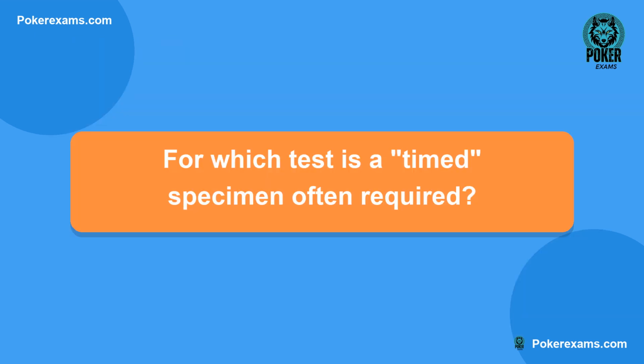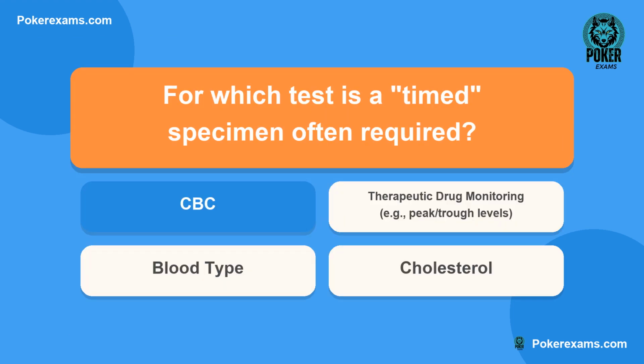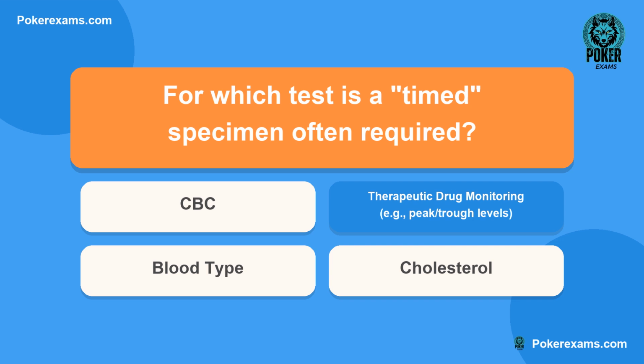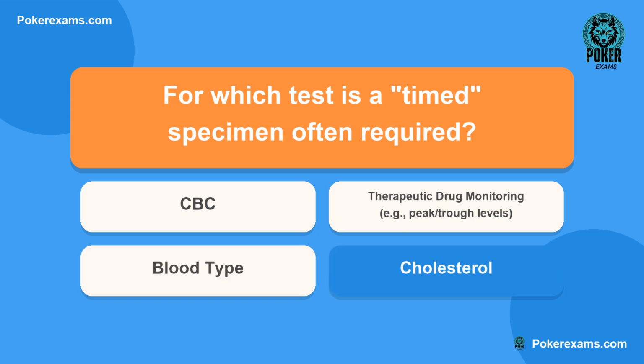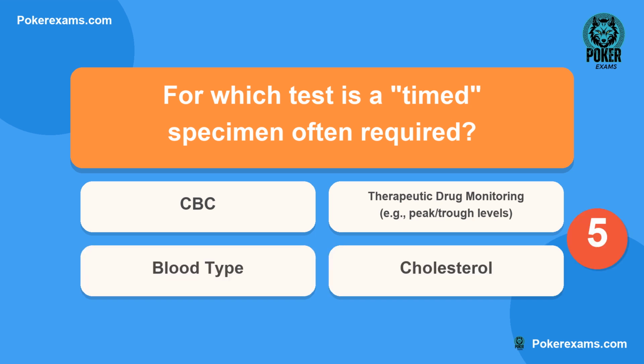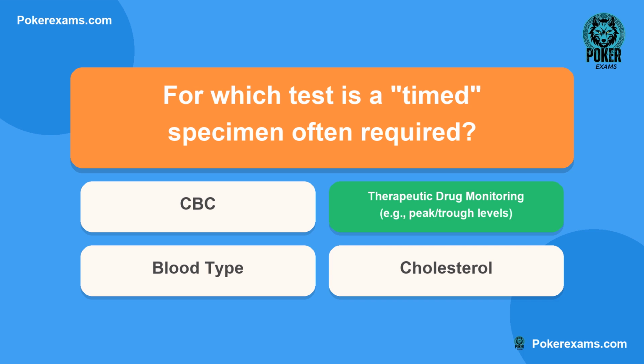Next question. For which test is a timed specimen often required? Is it A, CBC? Or B, therapeutic drug monitoring, e.g., peak/trough levels? Could it be C, blood type? Or lastly D, cholesterol? The correct answer is B.